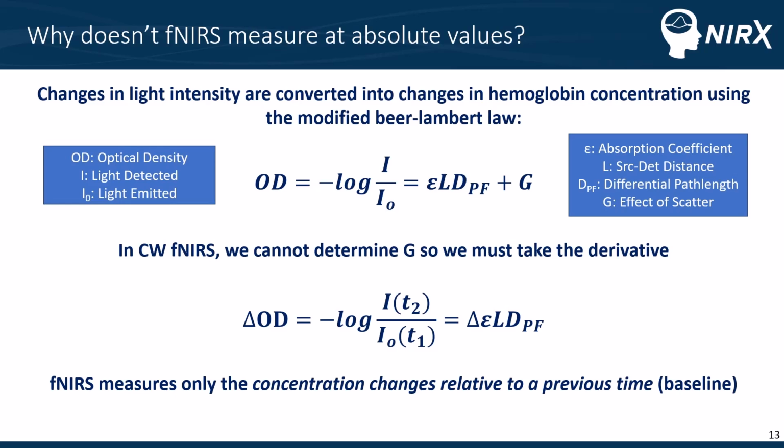And when you take the derivative, you get rid of constants. So you get rid of this G term, but now you're looking at changes in concentration rather than absolute values. So this is very important to note. Continuous wave fNIRS measures only the concentration changes relative to a previous time point or a baseline.